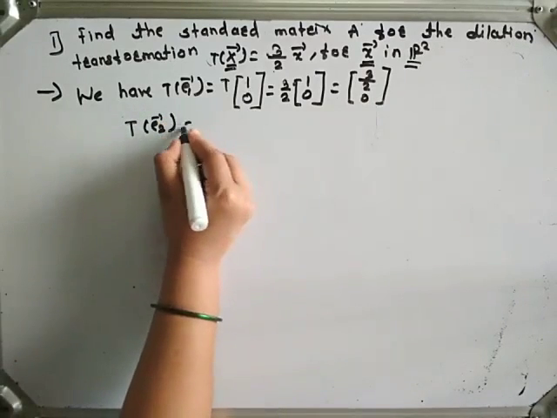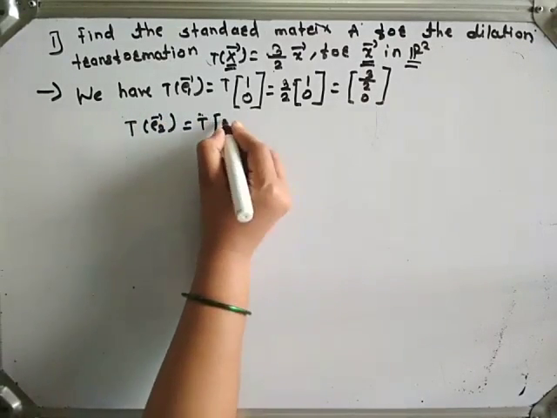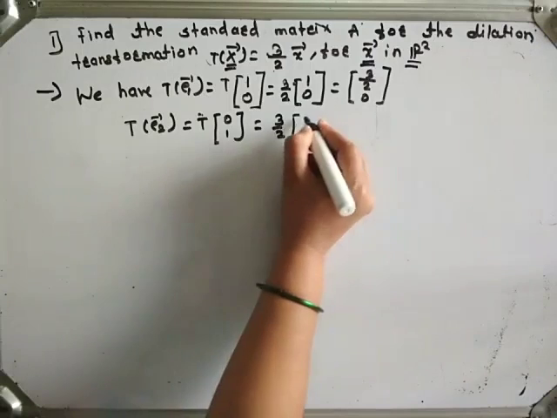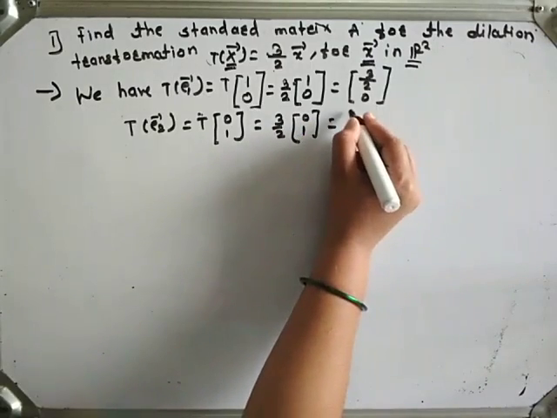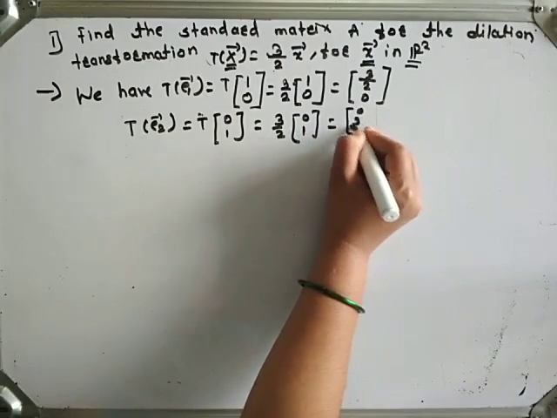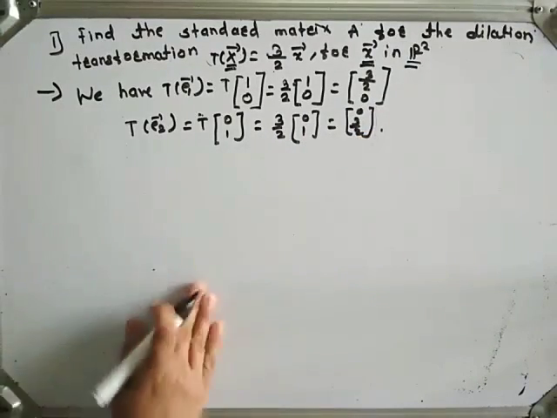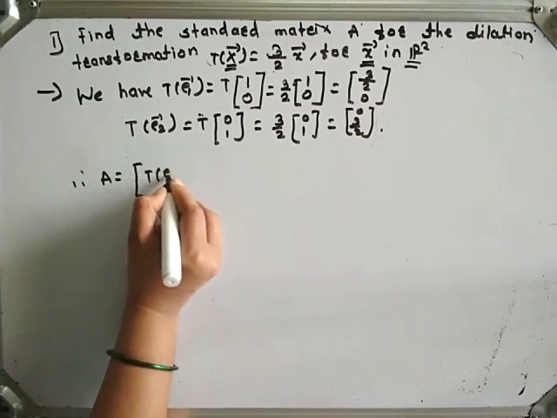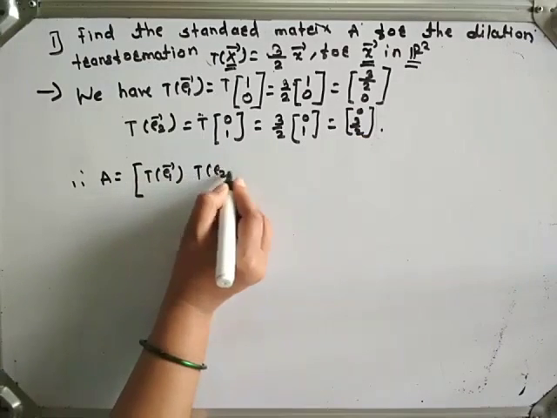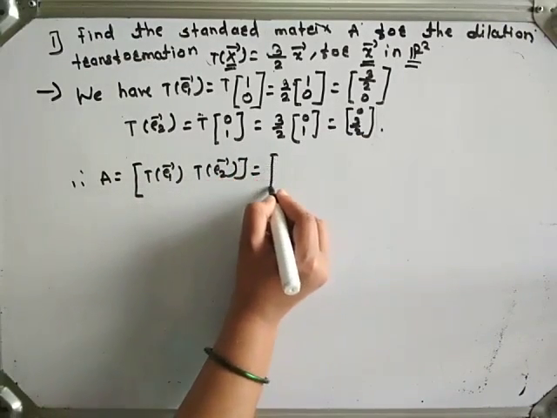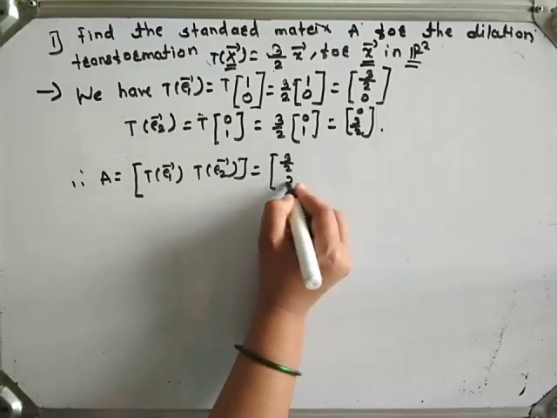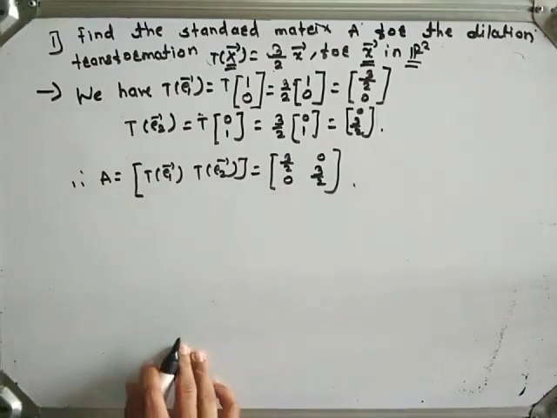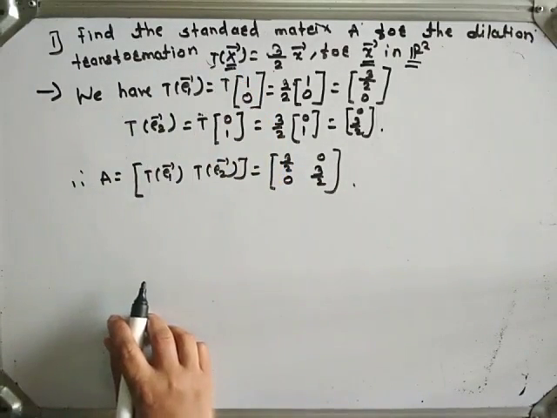T of E2 bar is equal to T of 0 1, which is equal to 3/2 into 0 1, which is equal to 0 3/2. Okay. Therefore, the standard matrix A is equal to T of E1 bar, T of E2 bar, which is equal to matrix 3/2 0 0 3/2. This is the standard matrix for this linear transformation. Okay.